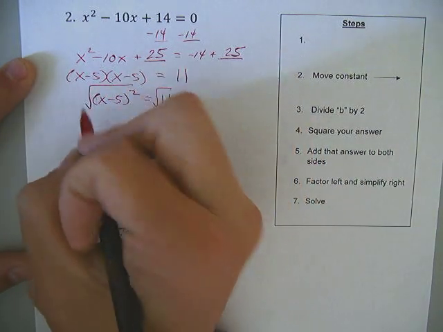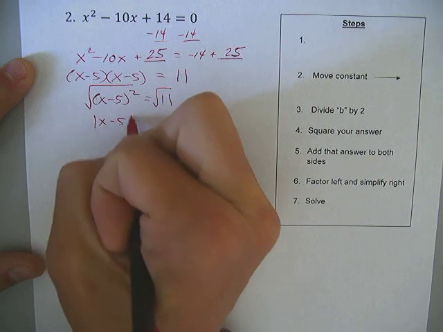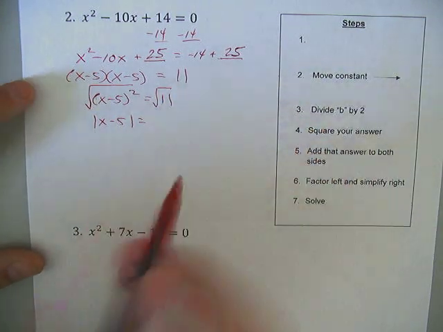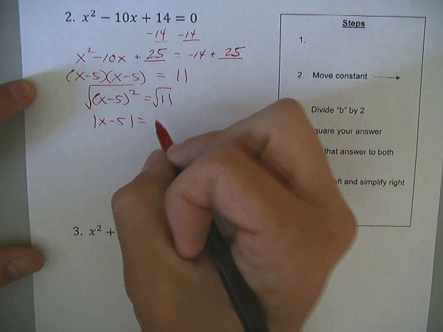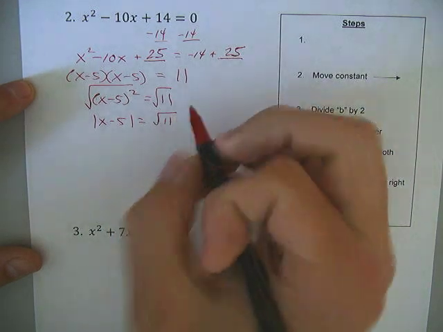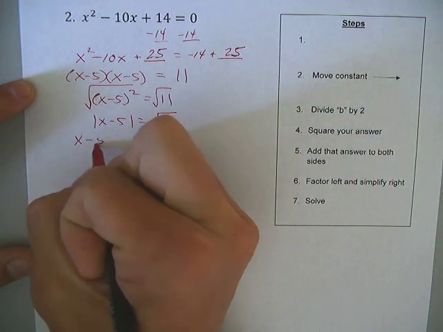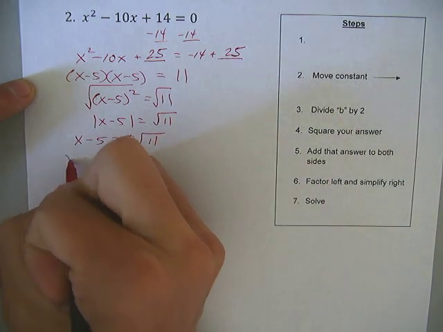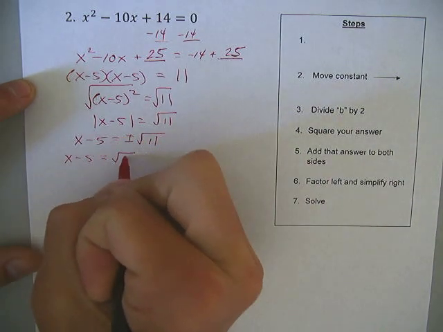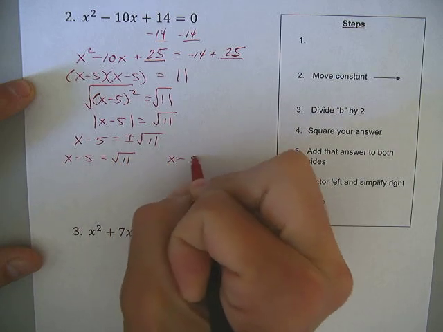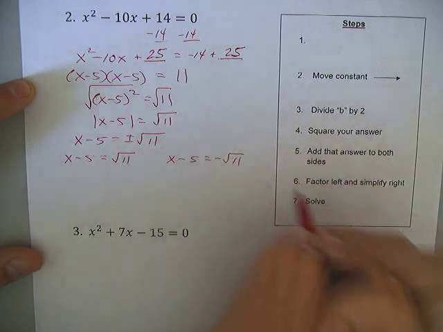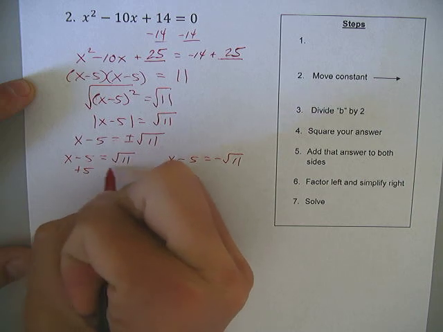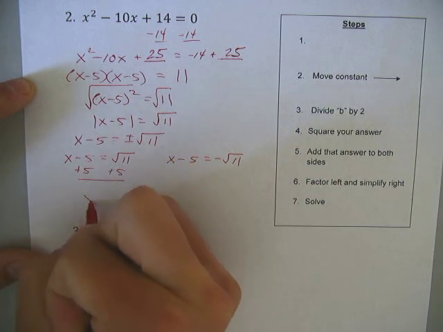And if you did this right, this should always work out to where they're the same. Last step, solve. So I'm going to rewrite this as x minus 5 squared equals 11. Square root, absolute value of x minus 5 equals square root of 11. Now square root 11 can't simplify, so it's just going to stay square root 11. So it becomes x minus 5 equals plus or minus root 11.